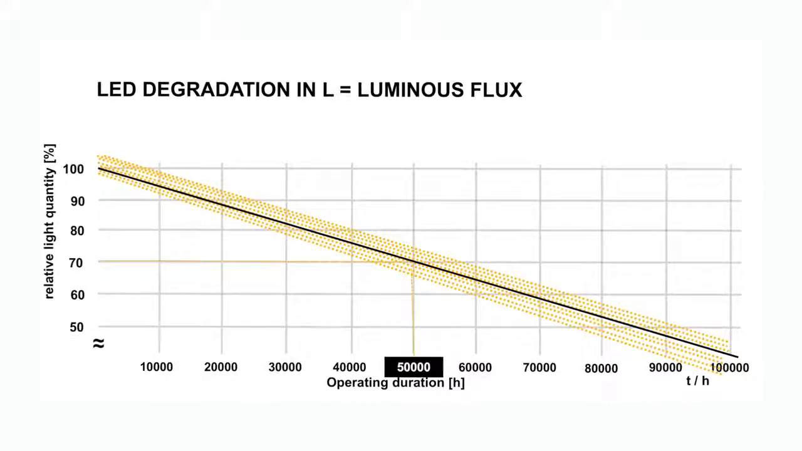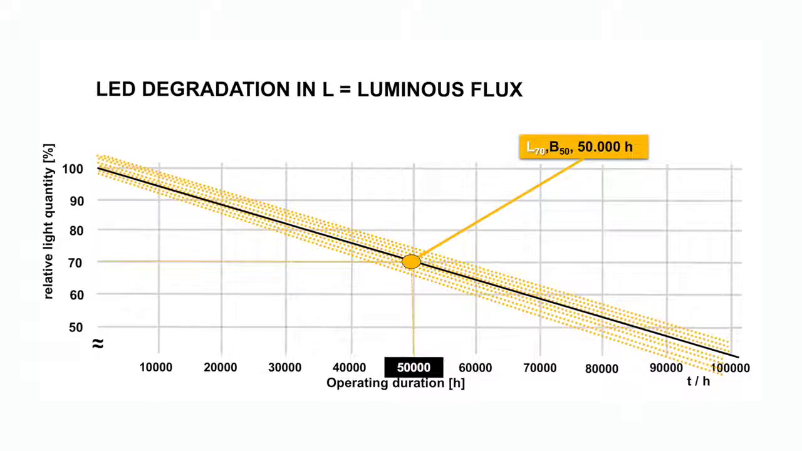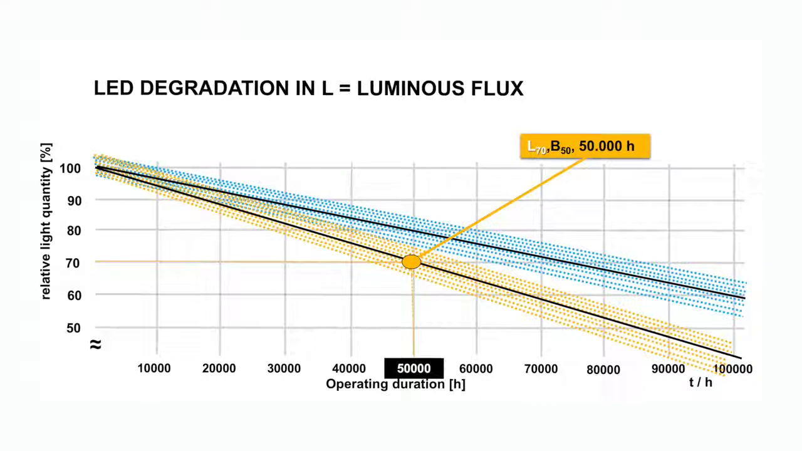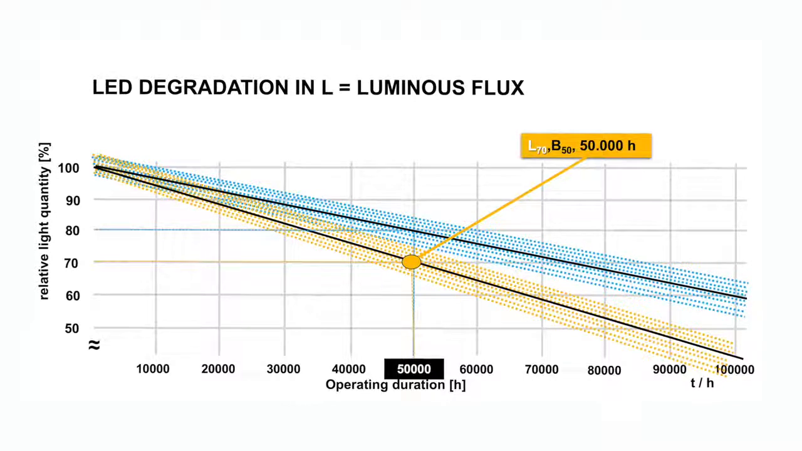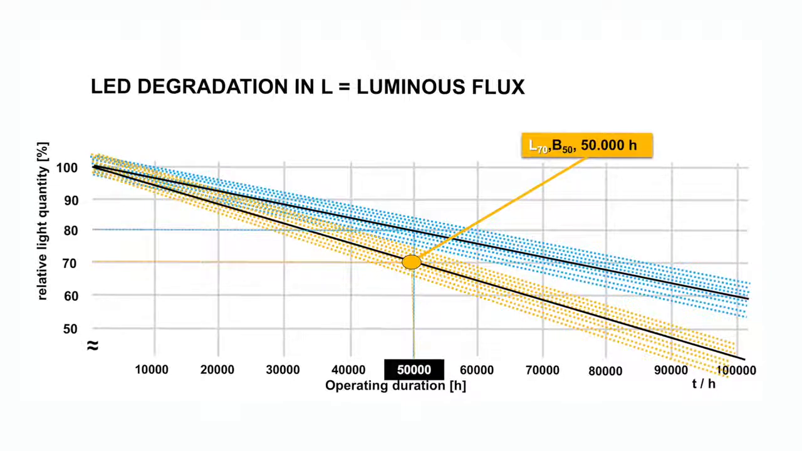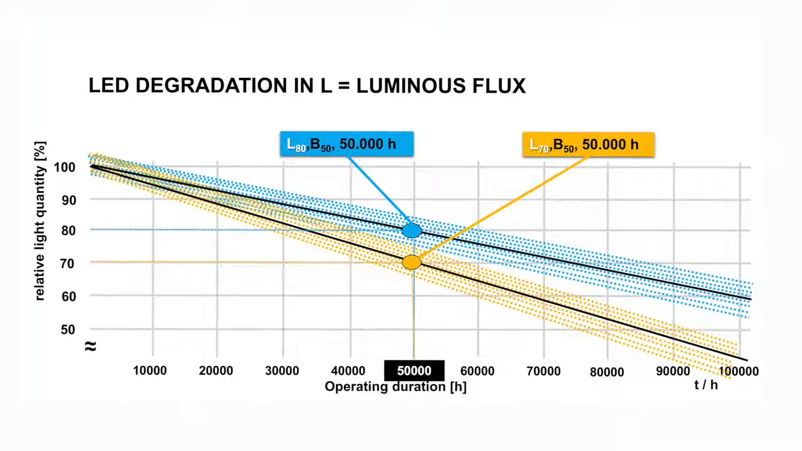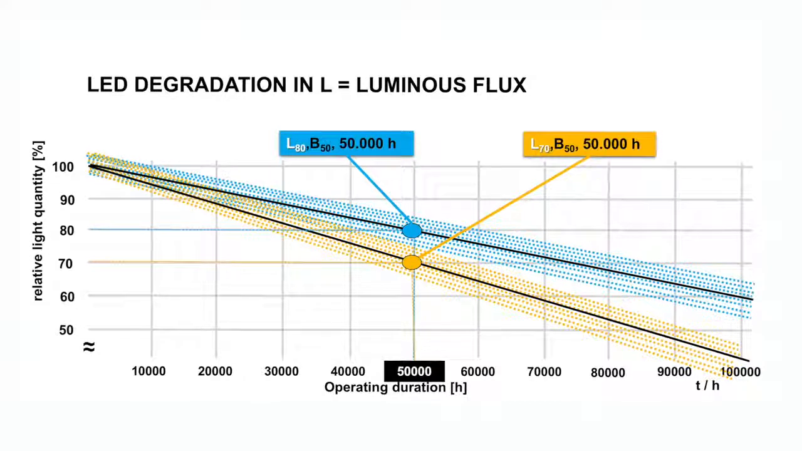Therefore, it is labelled L70 B50 50,000 hours. This line shows an average degradation resulting in 80% of the output at 50,000 hours. Again, this is an average of all of the LEDs in the luminaire and is labelled as L80 B50 50,000 hours. So both luminaires can state a lifetime of 50,000 hours, but you need to look at the L number to truly understand the quality of the LEDs.